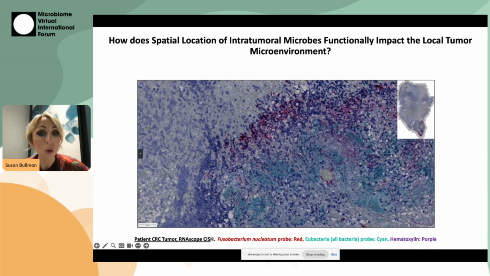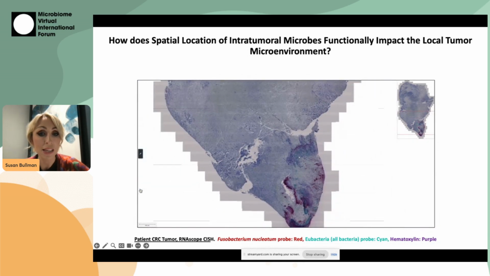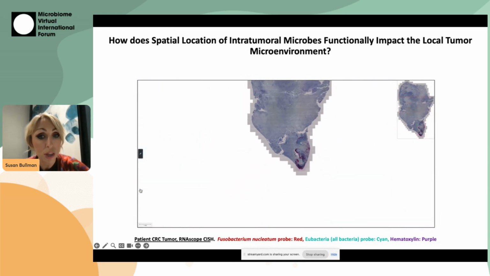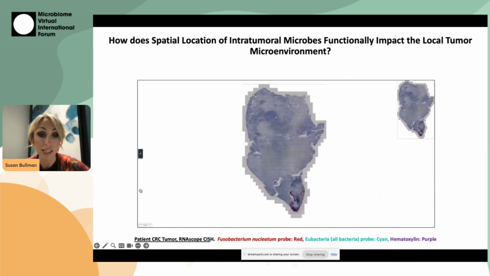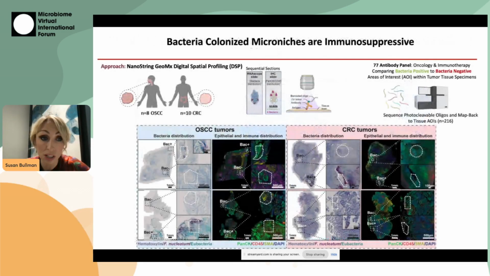And what we're interested in understanding is if there is something unique about the regions of the tumor where these microbes are localized that allow them to colonize, that allow them to persist. And to understand this, we applied another spatial technology. This time we used NanoString's digital spatial profiling. And I won't go into details on the approach, but we did use an antibody-based approach here, where we had a 77 antibody panel that targeted proteins relating to oncology and immunotherapy.